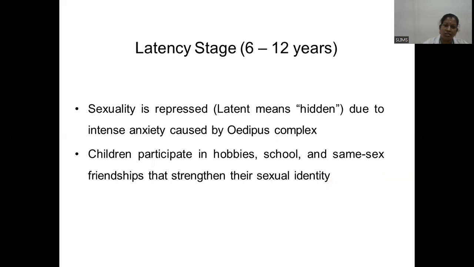Latency stage. In this latency stage, the age is between 6 to 12 years. Sexuality is repressed; latent means hidden, due to the intense anxiety caused by the Oedipus complex. Children participate in hobbies, school, as well as same-sex friendships that strengthen their sexual identity.